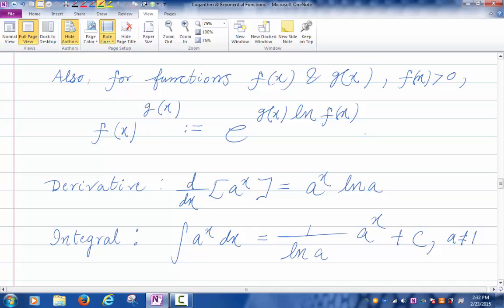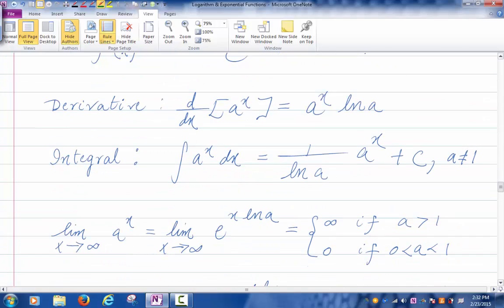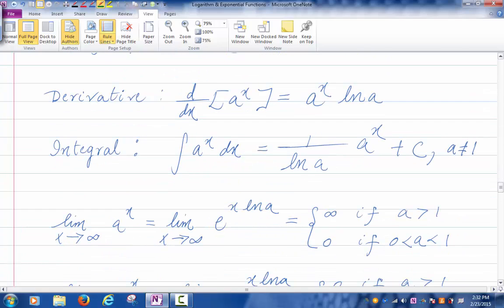Now, what's the derivative of a to the x? The derivative of a to the x is a to the x ln of a. Think about it: that's the same as the derivative of e to the x ln of a. It's the same thing multiplied by the derivative of the exponent. And if you do that, you get that the derivative is a to the x ln of a. Again, I'm going very quickly, but I think I talked about that proof before.